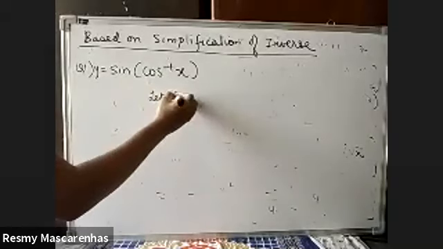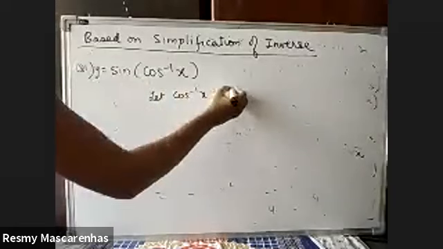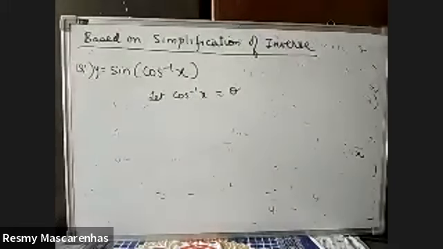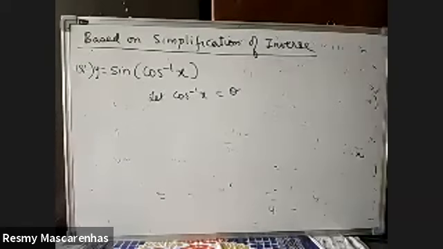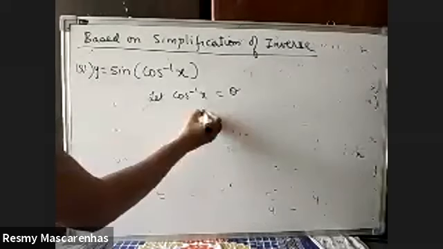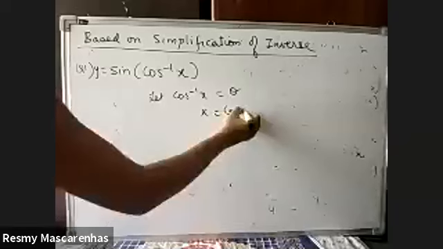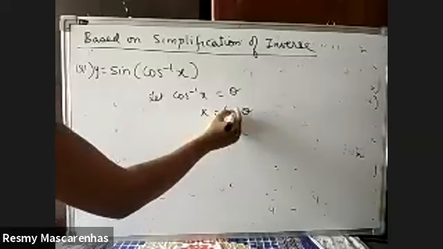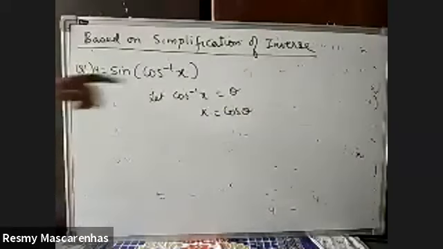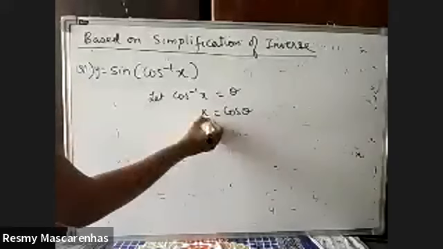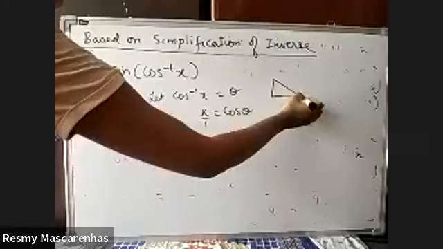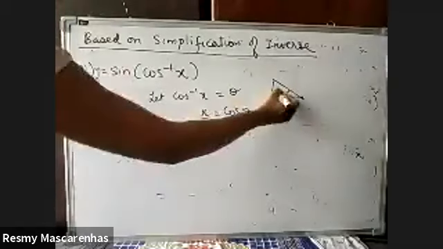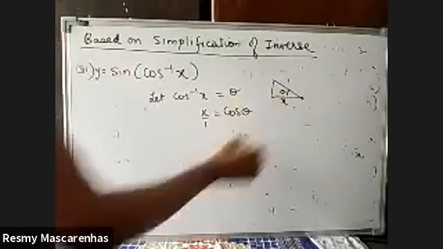So what you can do is let cos inverse x be equal to theta. Use the triangle method and find what is sine theta. At least the triangle method you all must be knowing. So x will be how much? Those who have not referred to this chapter, just see. So x will be nothing but cos theta, which is adjacent upon hypotenuse.